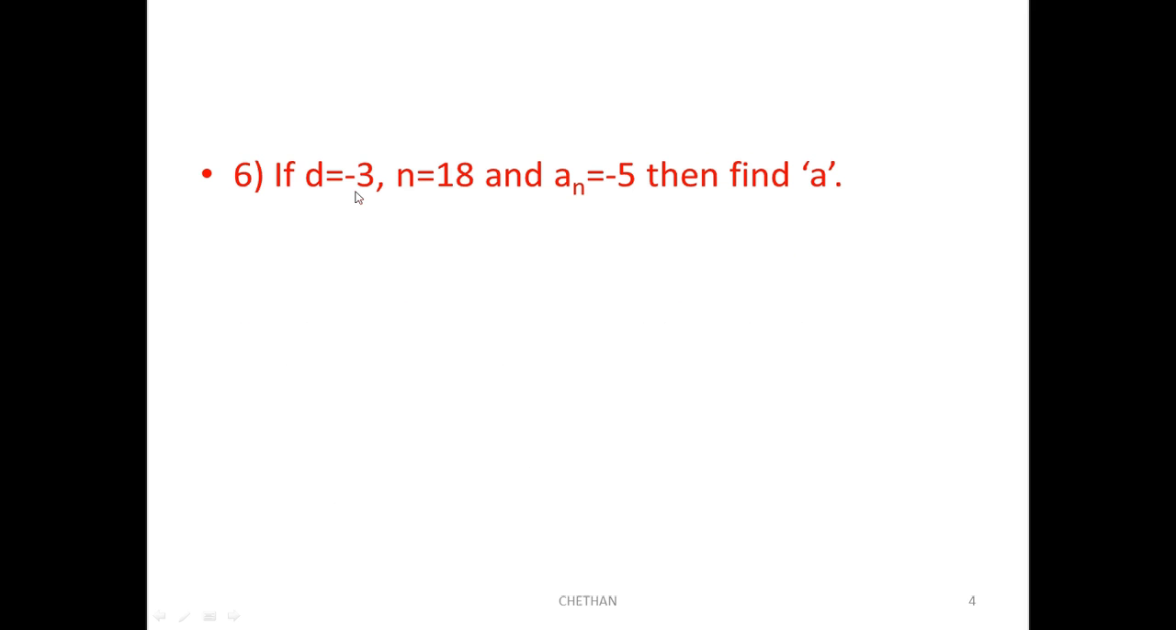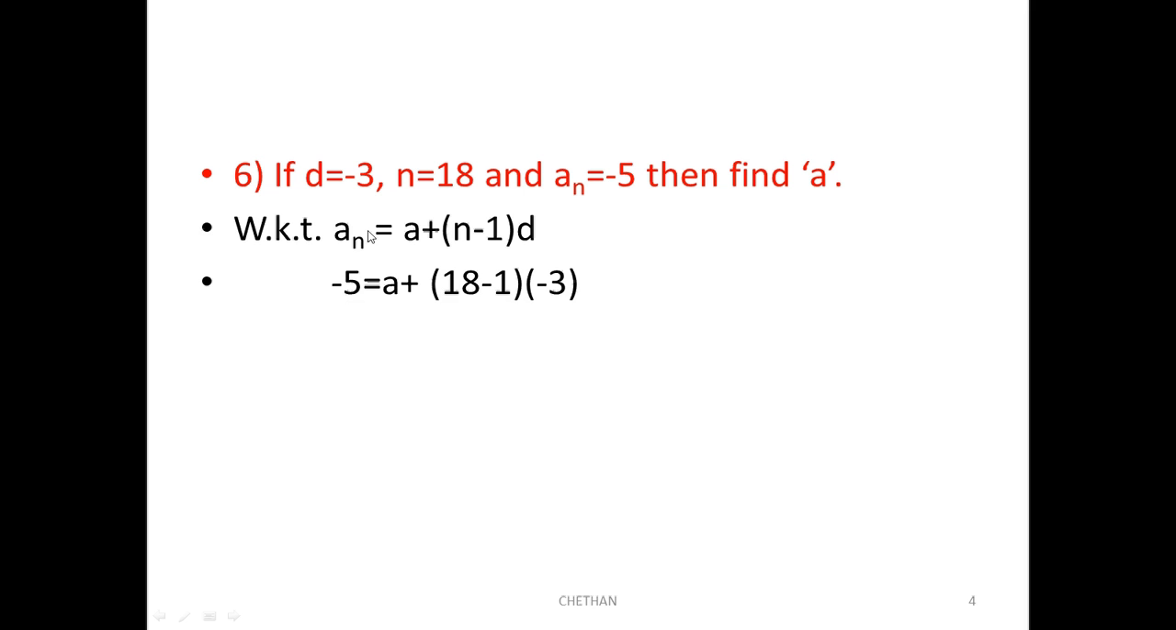If d is equal to minus 3, n is equal to 18, and an is equal to minus 5, then find a. Here they have given different values, and we have to find the first term. We have only one formula, that is an is equal to a plus of n minus 1 into d. In the place of an I am putting minus 5. We don't know the value of a, that means I am taking a same here.